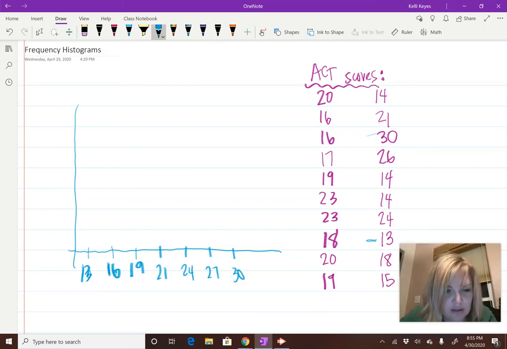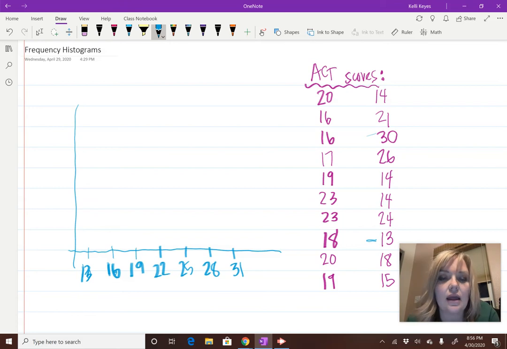Oh my gosh, I just realized, 19 plus 3 is 22. Hey, at least I found that. Did you guys find that as I was writing it? Okay, so I know my x-axis, because I start at 13, actually goes to 31, but that's okay.